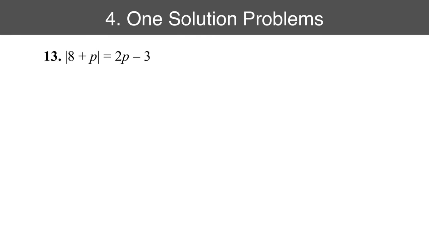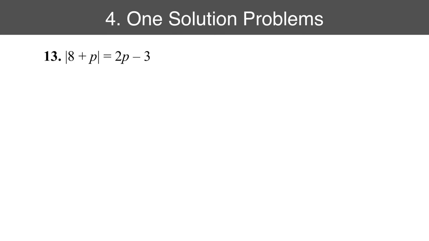The final thing in this section is one solution problems. So absolute value equations always have two answers, but sometimes some of them do not work. So these problems, one solution problems, we will get two answers, but only one of them, when we plug them back into our original equation, will actually be true.